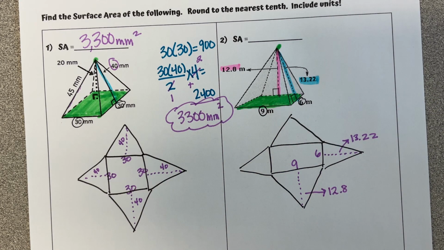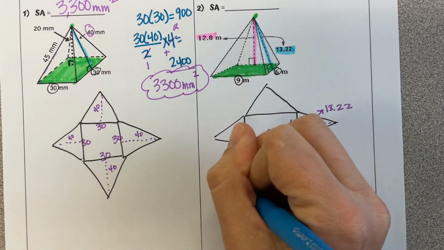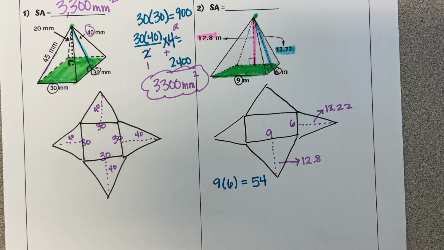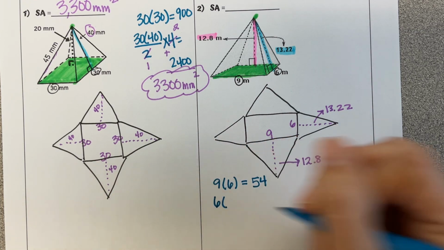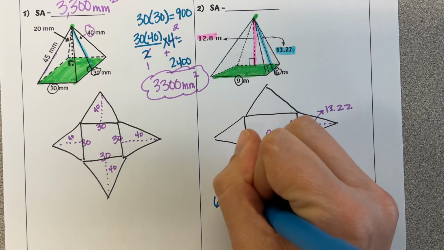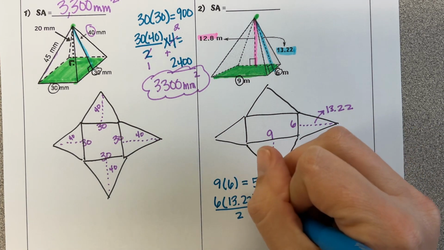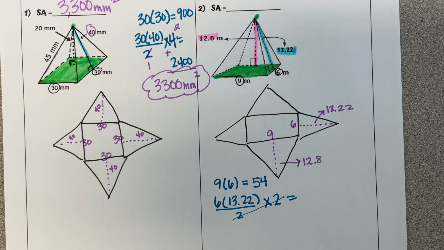So we can go ahead and calculate our area now. I'm going to first find the area of our base, so 9 times 6, which is 54. And then for each pair of triangles, I'm going to do the first triangle, which is 6 times 13.22, divided by 2 to find the area of one of those triangles, but we have 2 of them. So you can divide by 2 and then multiply by 2, or you can realize that those 2's cancel each other out.